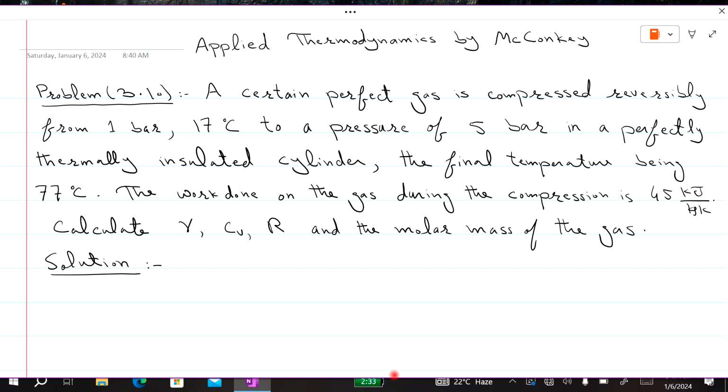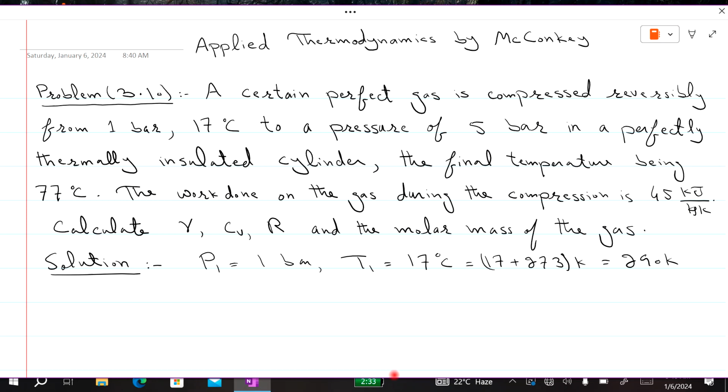First we write the given data. A certain perfect gas is compressed reversibly from 1 bar and 17 degrees centigrade. It means that the initial pressure P1 is 1 bar and the initial temperature T1 is equal to 17 degrees centigrade. Convert this degree centigrade into Kelvin. So 17 plus 273 Kelvin is equal to 290 Kelvin.